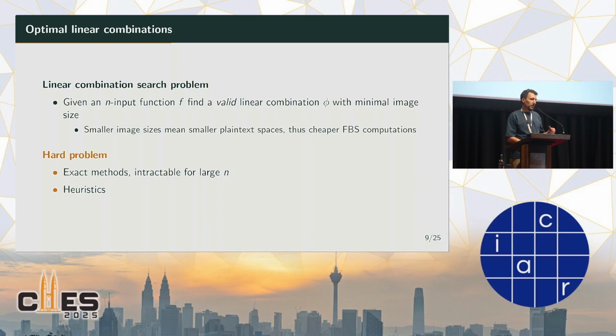So given a function f, you can find an optimal linear combination, but the exact methods are intractable. What you can do is use heuristics. But in any case, the heuristics all depend on the execution time, which will be exponential in the number of variable inputs.